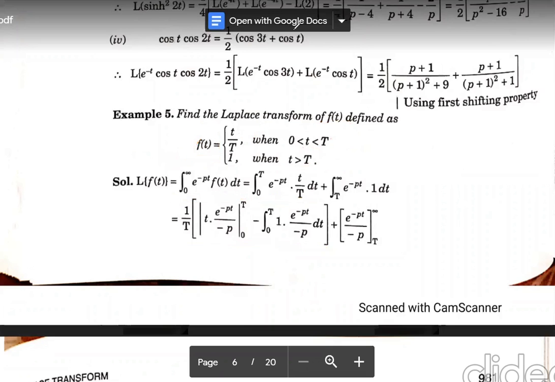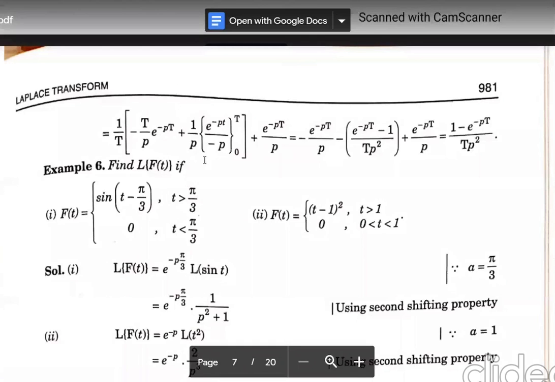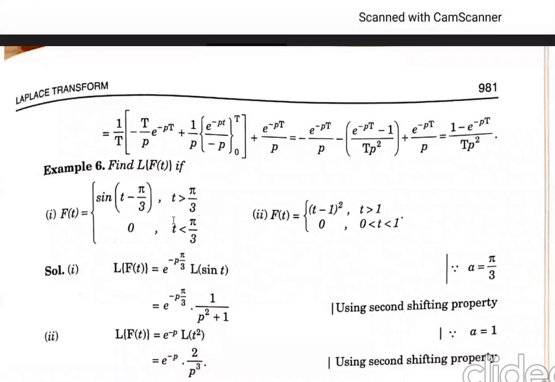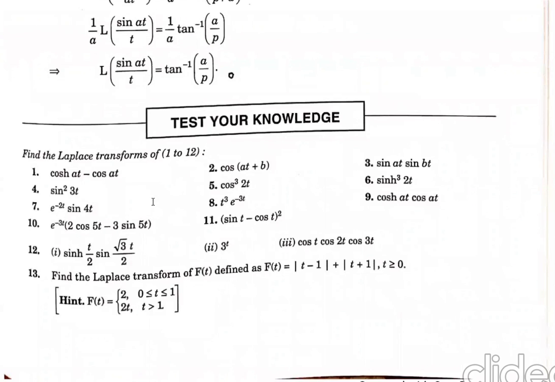So this is about the second shifting property. Here many problems have been done. Here it is t greater than pi by 3, t less than pi by 3. So the value of this function is divided at the point pi by 3. So whenever you find the limit, the integration will be divided into two parts. One is from 0 to pi by 3 and another one is from pi by 3 to infinity. And then use the second shifting, you will get it.